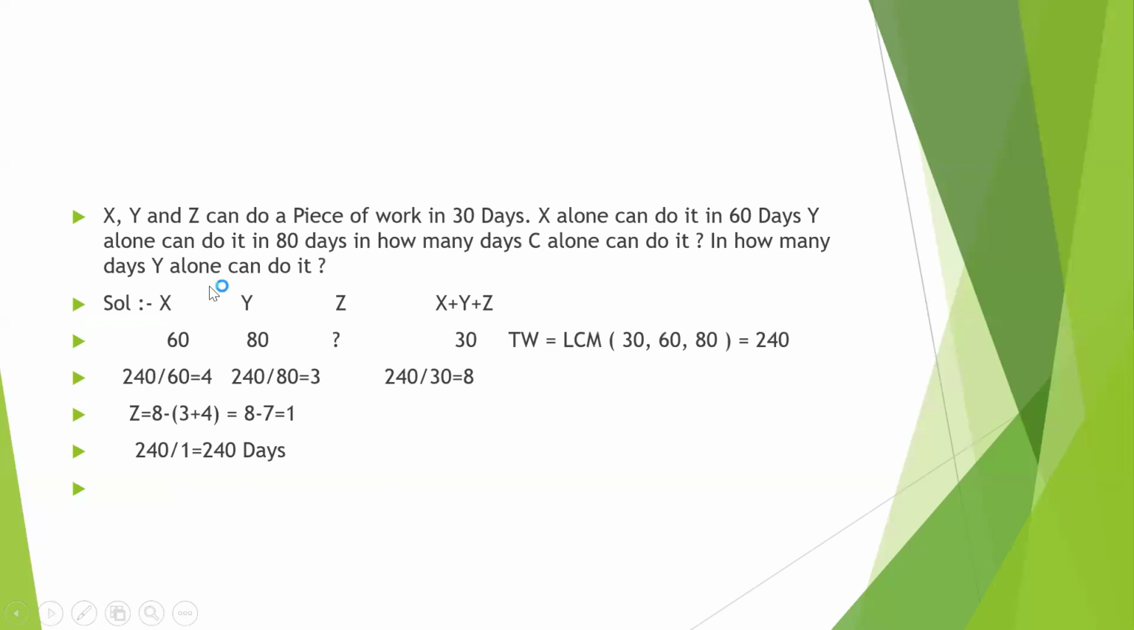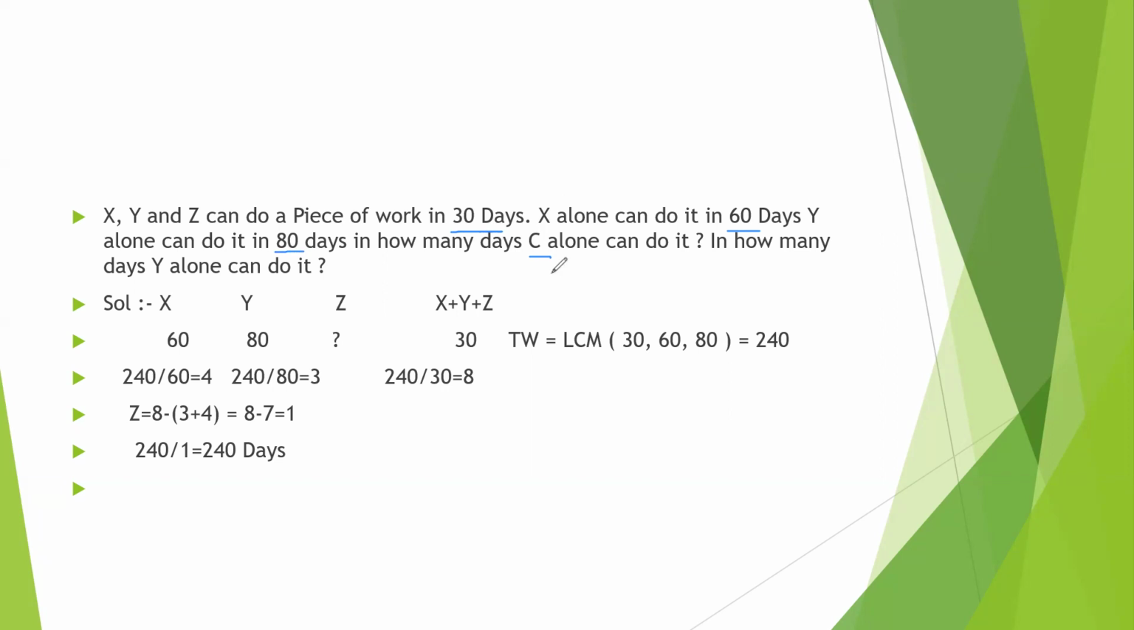This is the second one. X, Y and Z can do a piece of work in 30 days. X alone can do the work in 60 days, and Y alone can do the work in 80 days. In how many days can Z alone do it?